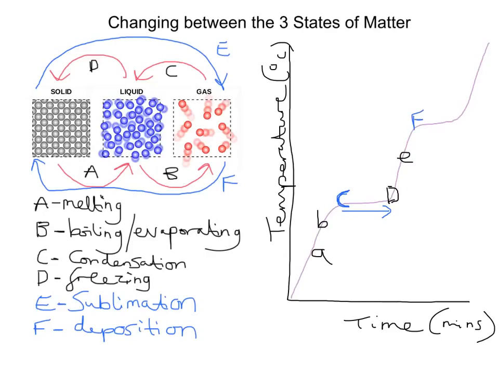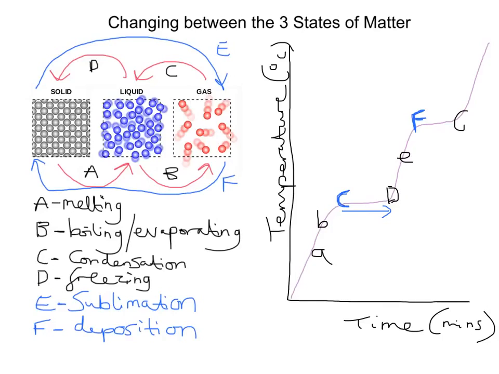Let's think about what's going on at F here. So the graph is starting to level out again at F. Now at F, the liquid is starting to evaporate. The temperature again has stopped going up because heat energy is being used to give the particles enough speed to escape from the liquid, to overcome those interparticle bonds between them. So F, that's when we're going from liquid into gas.